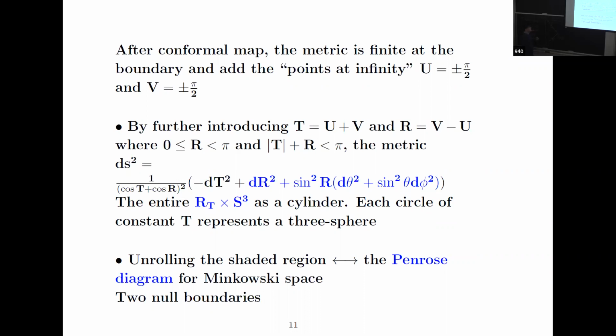So we have this one-dimensional r times three spheres, so we can visualize it in a cylindrical shape. And then the shaded area inside of the cylinder, we can simply remove those regions. Then we will end up with this kind of Penrose diagram.